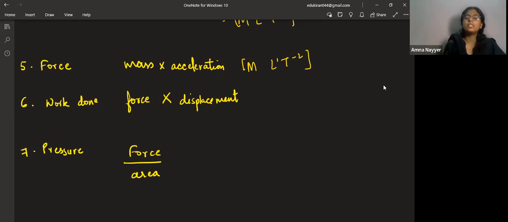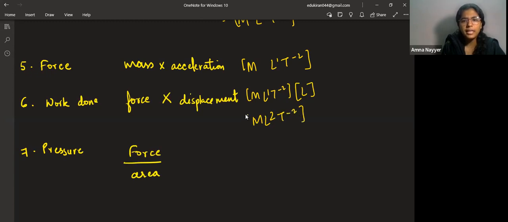Now let's say force into displacement. This work done formula which we are getting will be exactly the same for all sorts of energies. Potential energy is asked, kinetic energy is asked, whatever type of energy is asked. So what is force? Force is M L T to the power -2. Displacement is L. Just multiply, L and L will get multiplied. That becomes M L square T to the power -2.